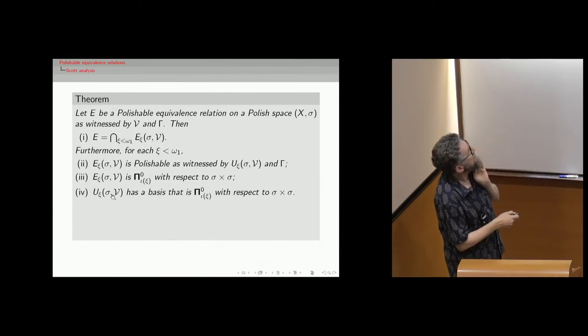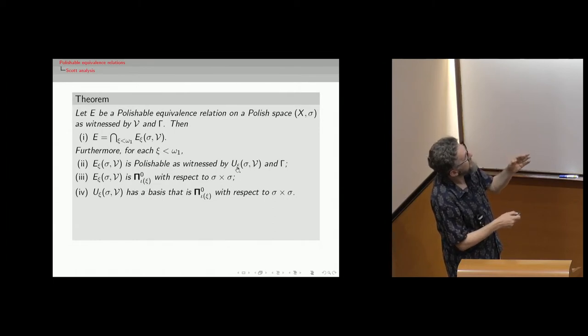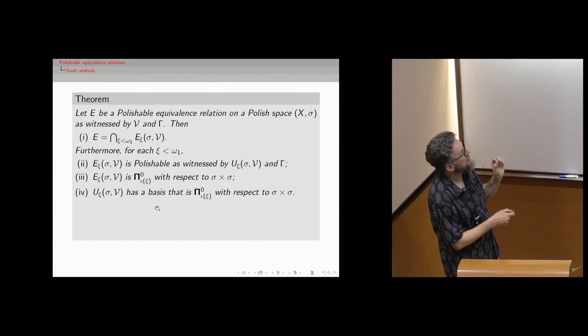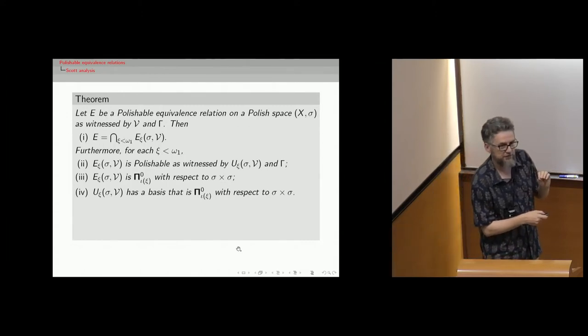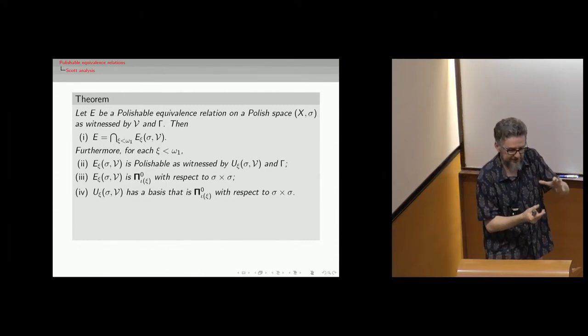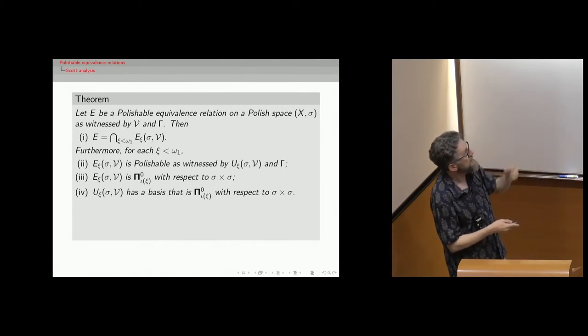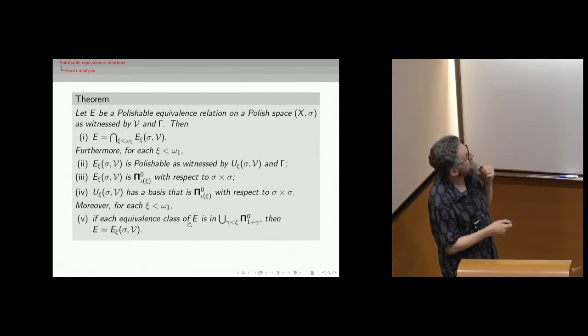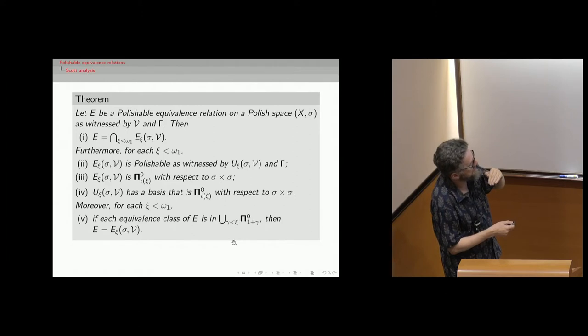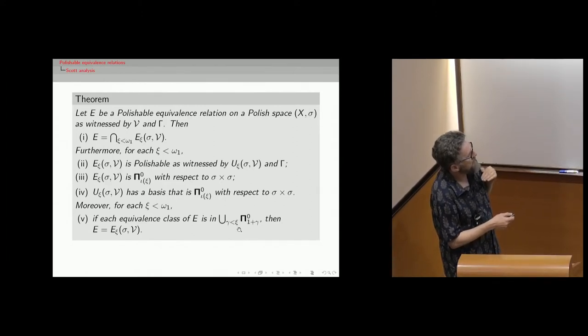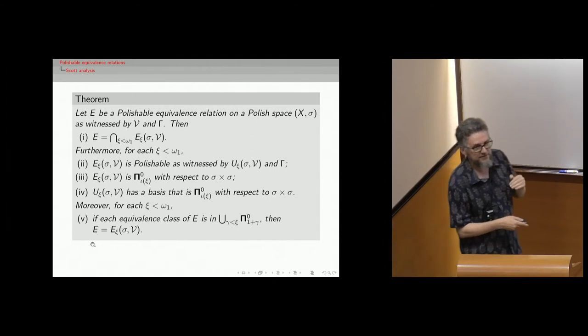And it's also witnessed by this uxi polishability. Uxi is also a nice uniformity. Namely, it has a basis consisting of sets that are pi zero iota of xi with respect to sigma cross sigma. So there's a countable cofinal subset of the uniformity whose complexity is controlled. And as a bonus, if the equivalence relation happens to be Borel, of rank xi, in this sense, that it's in pi 0, 1 plus gamma, where gamma is less than xi, then I get E at the xi stage.